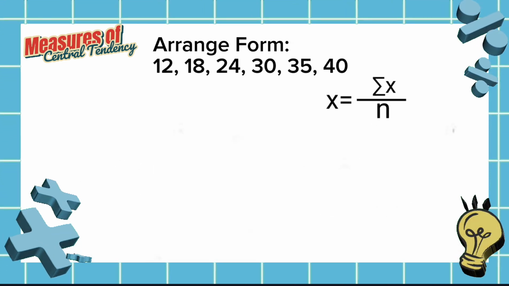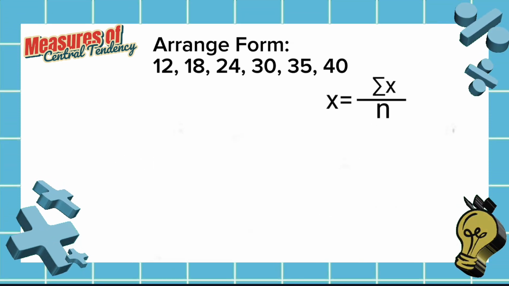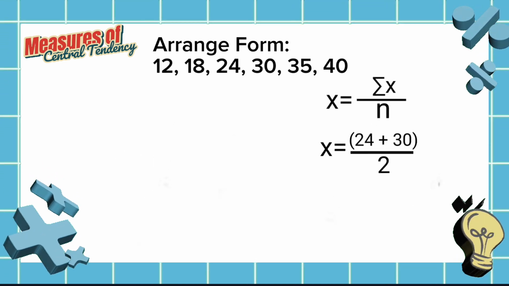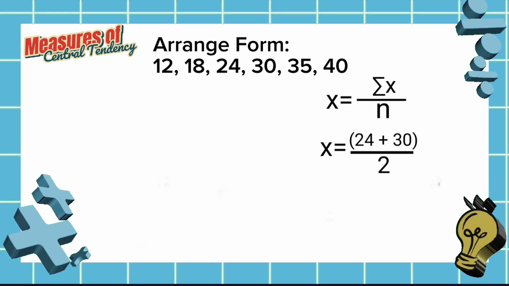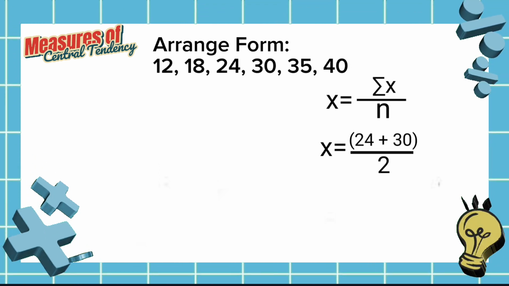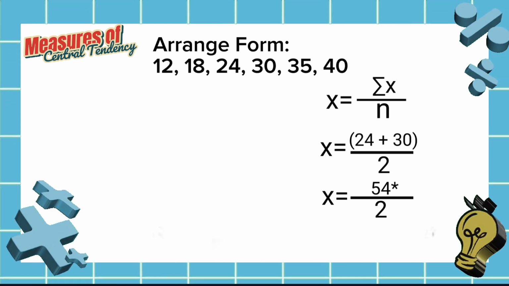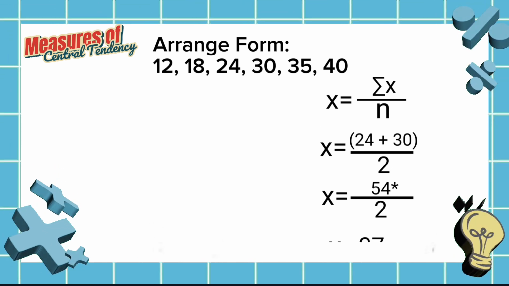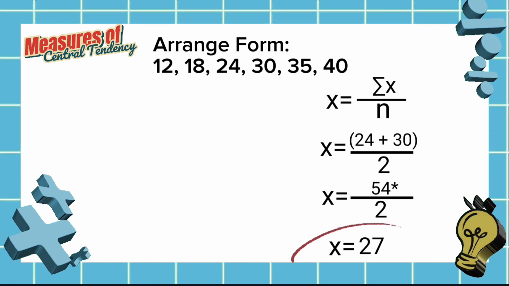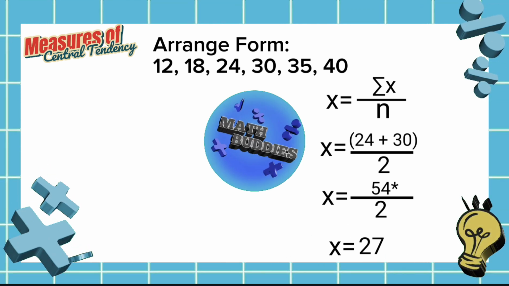X equals the summation of x over 2. 24 plus 30 is equal to 54. Then divided by 2 is equal to 27. And that's our value for the median.